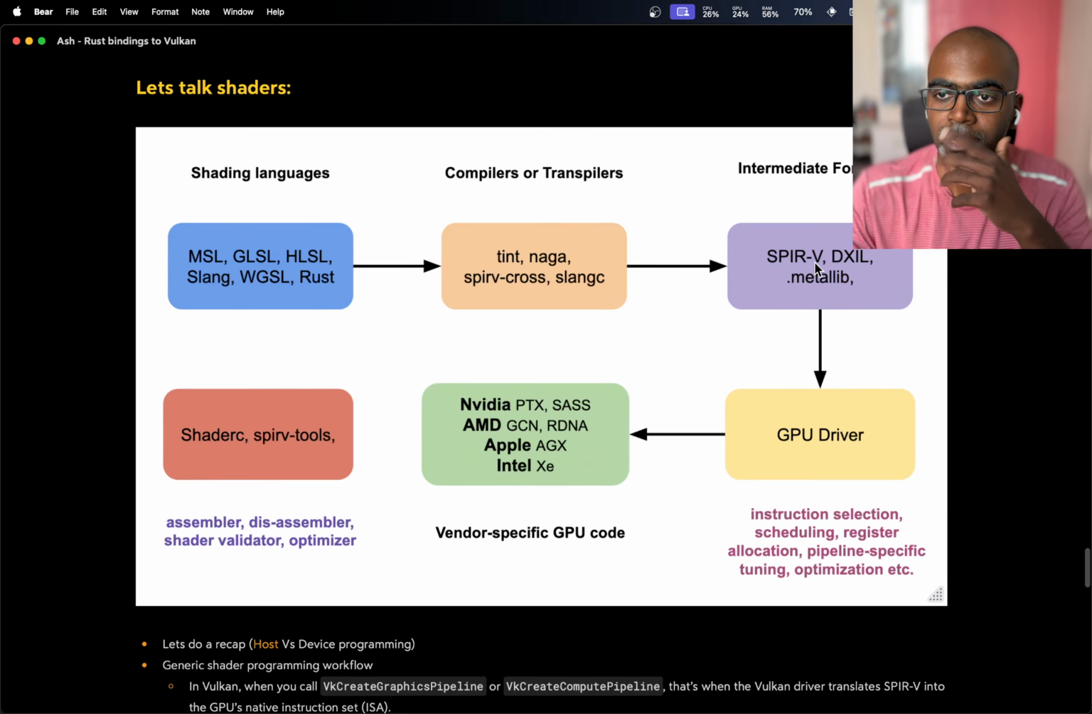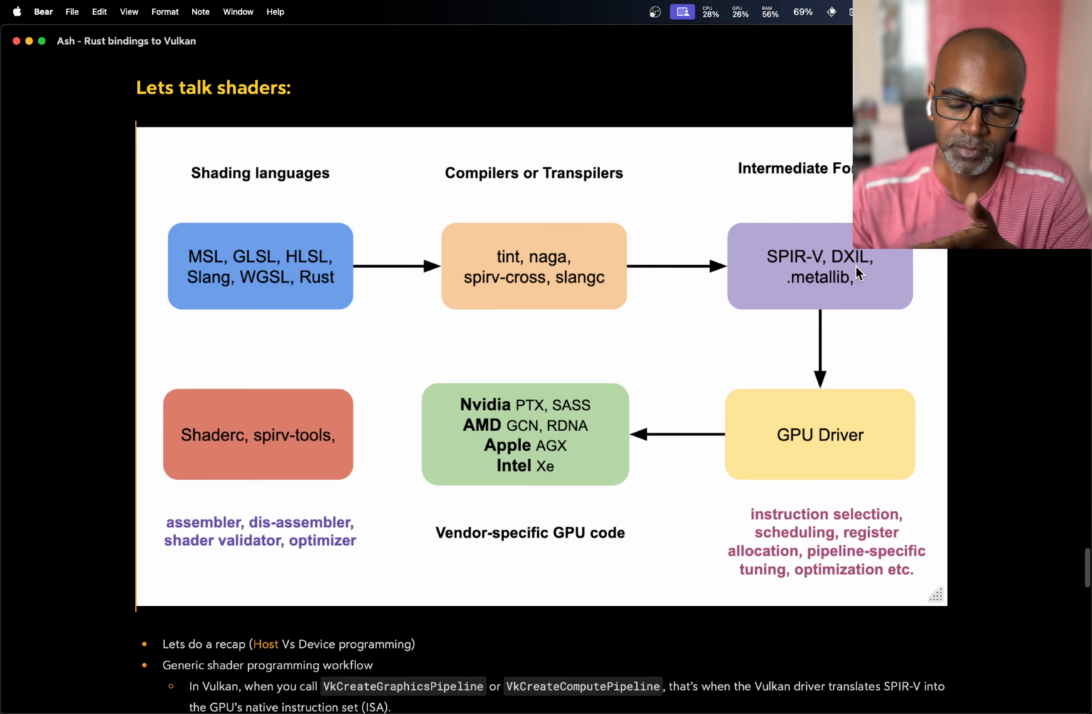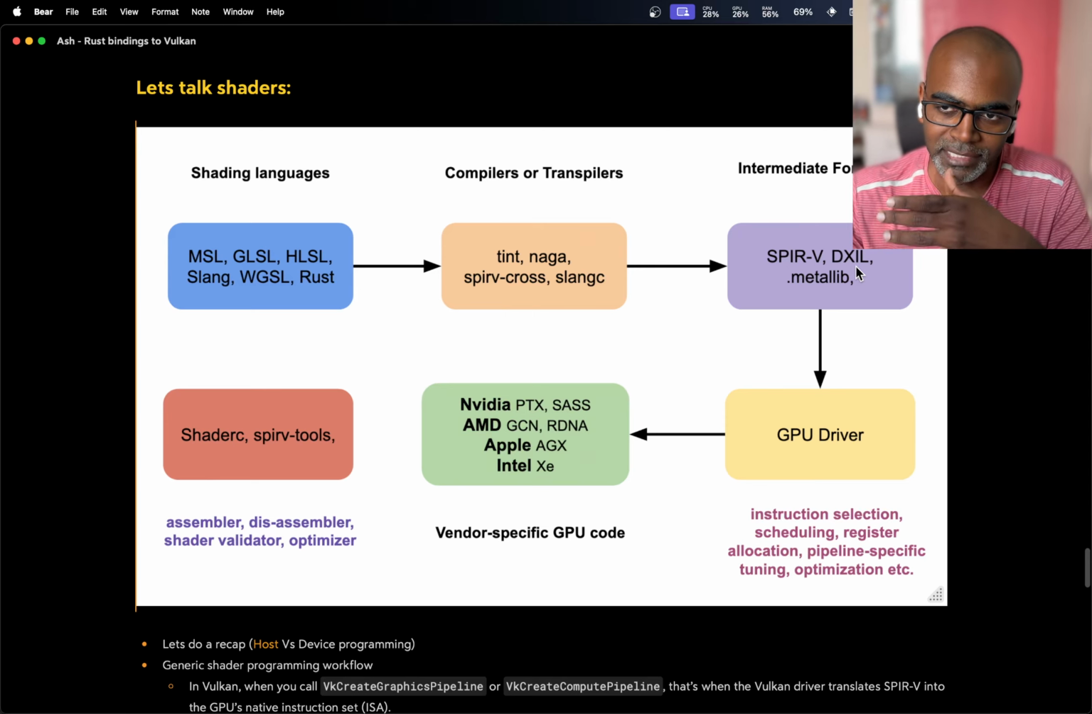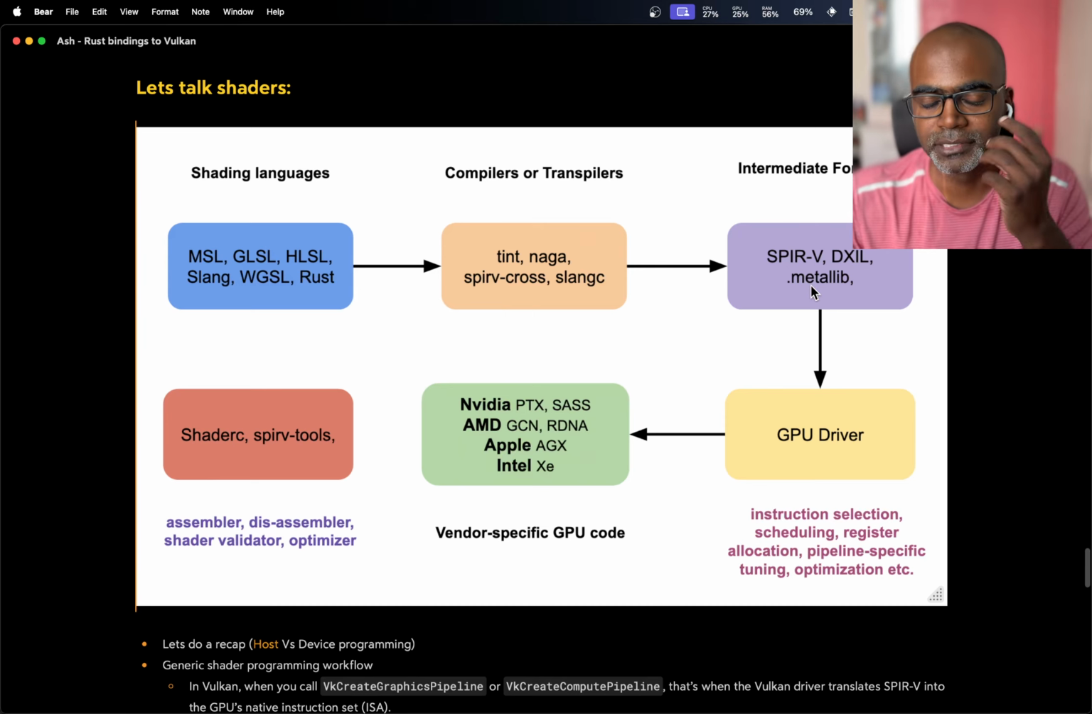Okay, so what we want to focus on, if we just go back, is the intermediate formats. DirectX will have its own intermediate format. That means it's using something called DXIL, and then MetalLib is something from Apple. So these two are not exactly open source, they're proprietary.